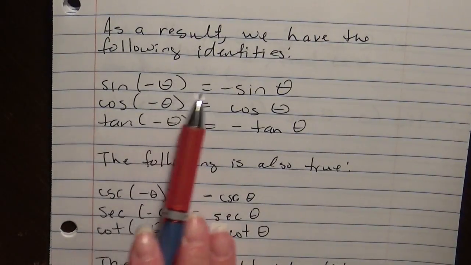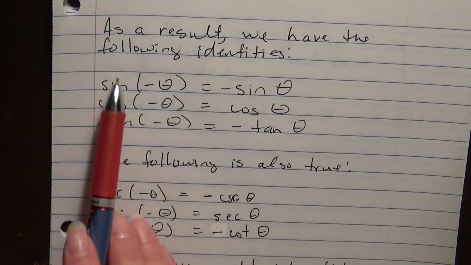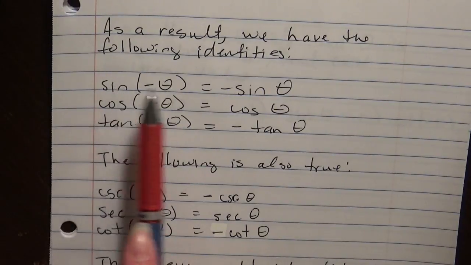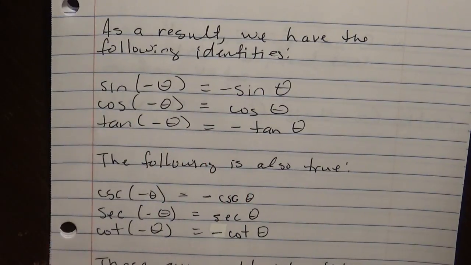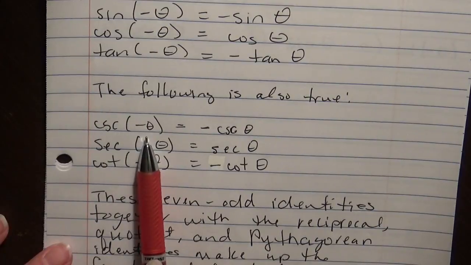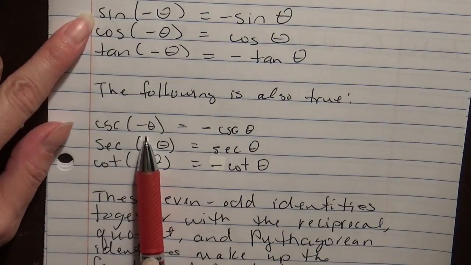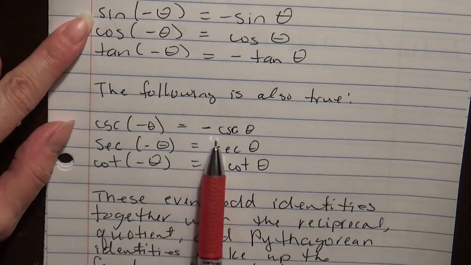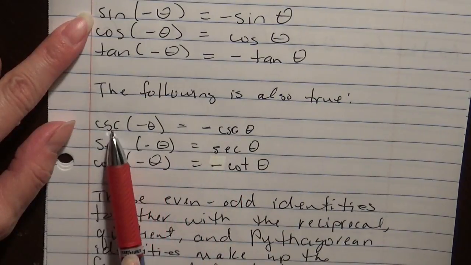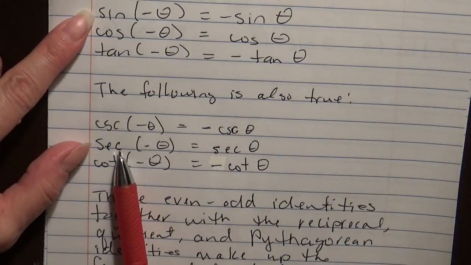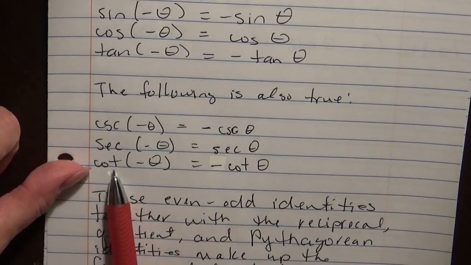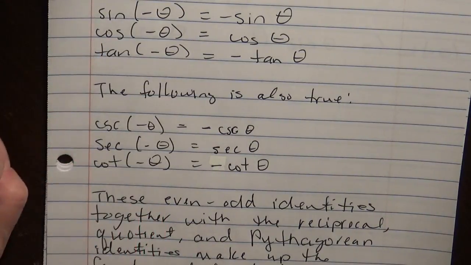Okay, so here are the three that we just talked about. And then if you take the reciprocals, the signs are still going to follow the same pattern. So cosecant of negative theta is the reciprocal of sine. So cosecant of negative theta is equal to negative cosecant of theta. That means cosecant, of course, is an odd function, just like sine is. Secant is an even function, just like cosine. Cotangent is an odd function, just like tangent.